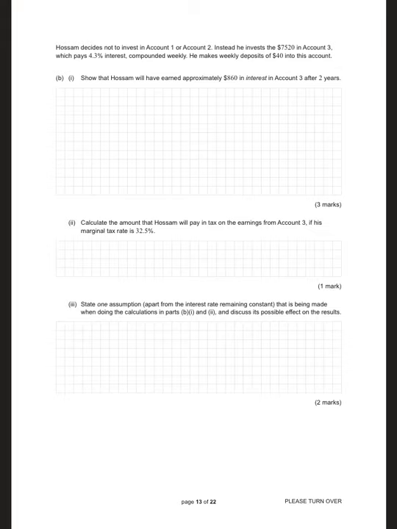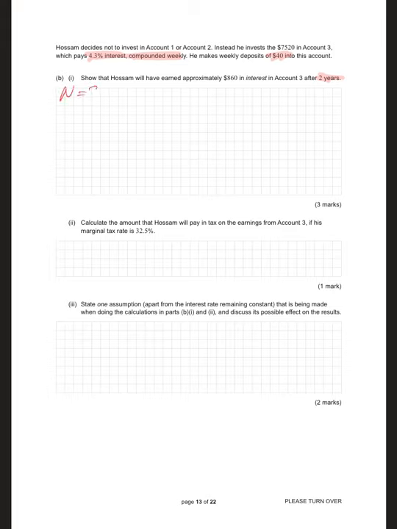Hossam again decides not to invest in account 1 or account 2. He changed his mind. He goes to account 3. It's got an interest rate of 4.3%, compounding weekly, depositing $40. Show that he will earn $860 in interest after 2 years.